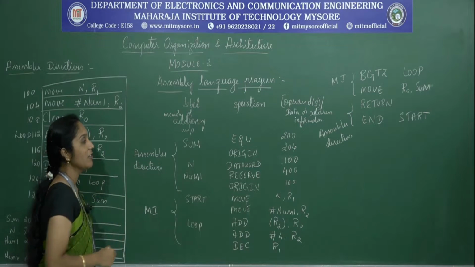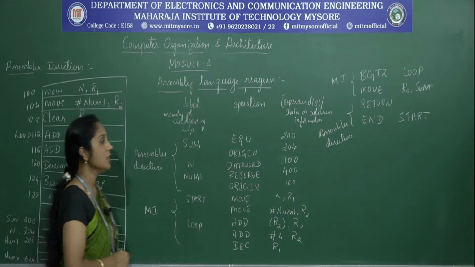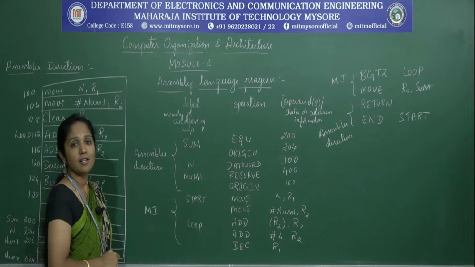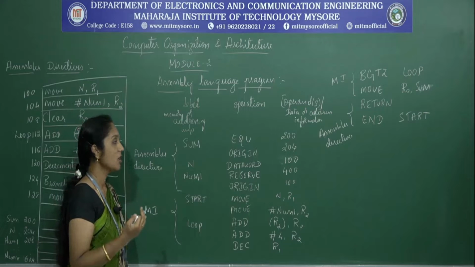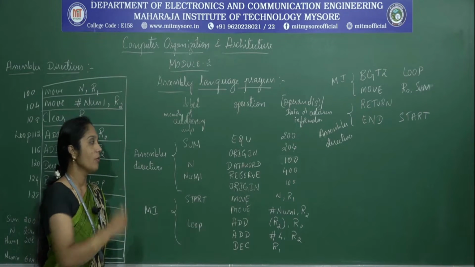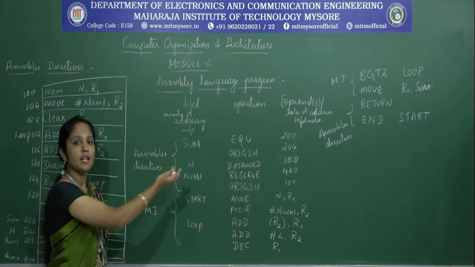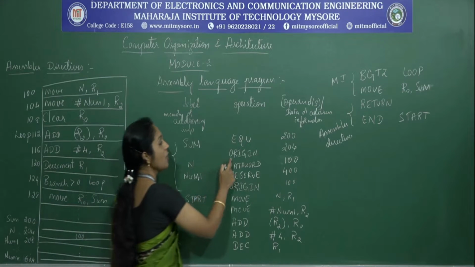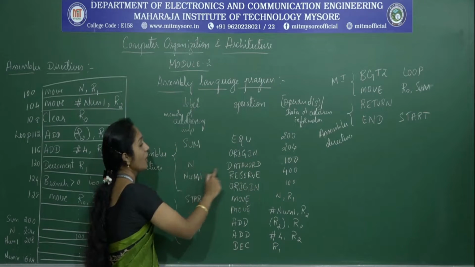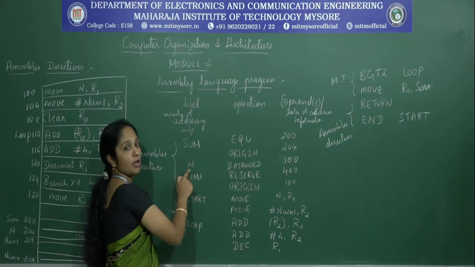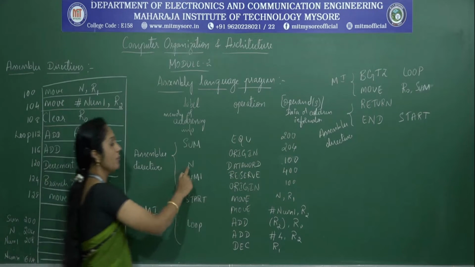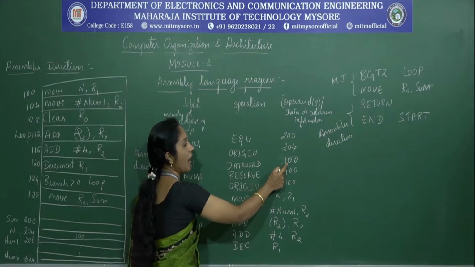Then we have the next assembler directive, ORIGIN. I have written ORIGIN 204. That gives you the information about the address of the next data word, which is present in the next statement. So here we have ORIGIN 204. This shows that the following data word is present at the address 204. And if you observe, we have N DATAWORD 100.